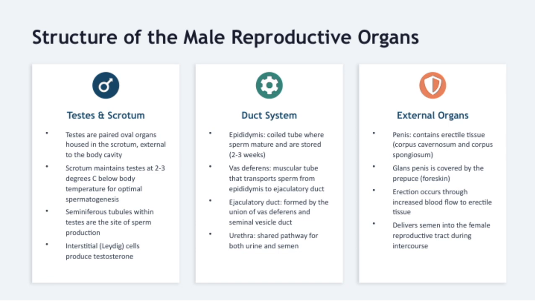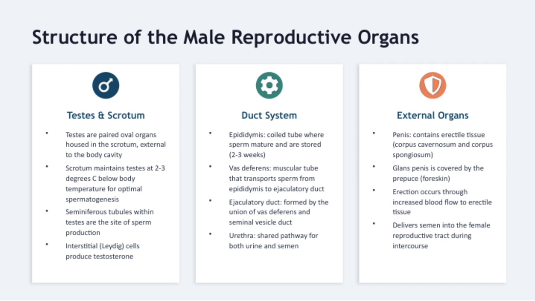During intercourse, the penis delivers semen into the female reproductive tract, which is essential for reproduction. Moving to the external organs, the epididymis is a coiled tube where sperm mature and are stored. Sperm typically stay here for about 2 to 3 weeks.